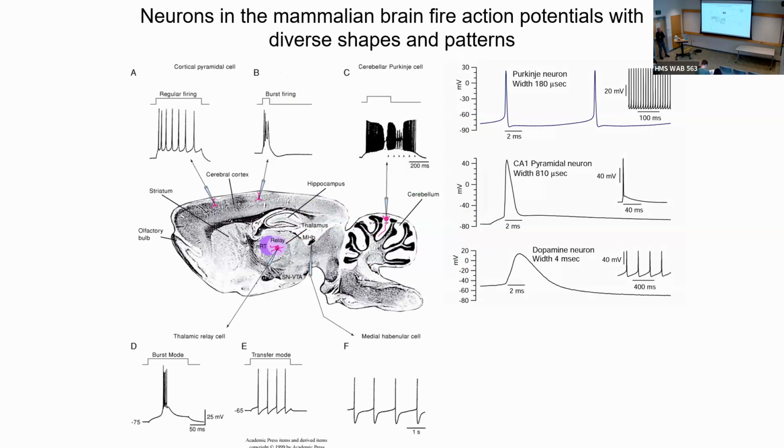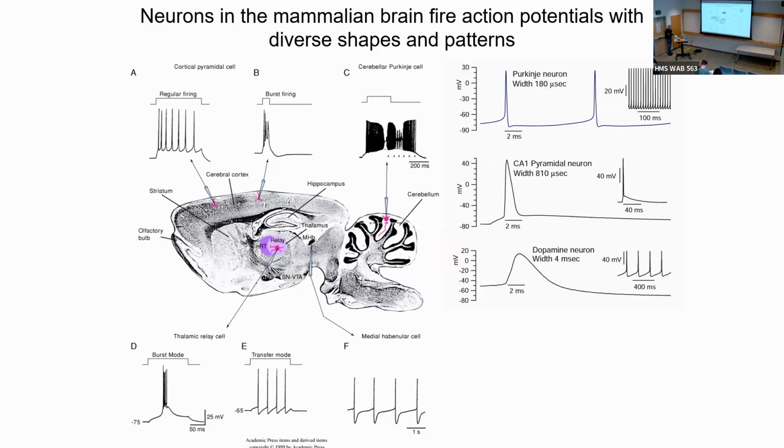So one of the consequences also of being able to record from all kinds of neurons was to realize that even though all neurons make action potentials, the shape of the action potential was a little bit different from neuron to neuron. It's not all just like the squid axon action potential. And even more than that, the pattern of action potentials varies a lot from neuron to neuron.